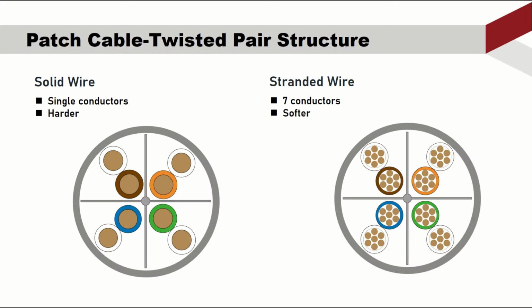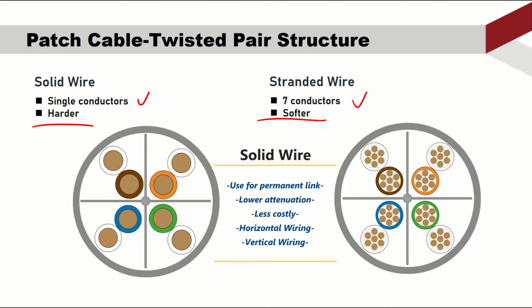Next, we will talk about the solid and stranded wire. The solid wire is made of a single conductor and is much harder than the stranded wire. The stranded wire is made of 7 conductors and is also much softer than the solid wire. So the solid cable is used for the permanent link and it has a lower attenuation. It is less costly than the stranded cable.